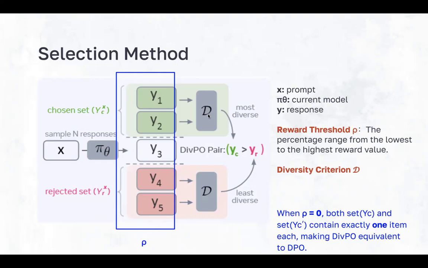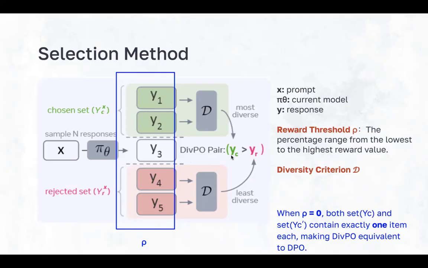It will impose these items to a diversity criterion. It will choose from this set to get the most diverse one, so the most remote from the mean, I guess. I don't know how they define diversity. You can see in this, for the rejected side, it will, according to the diversity criterion, get the least diverse one. So we get the DIVPO pair.